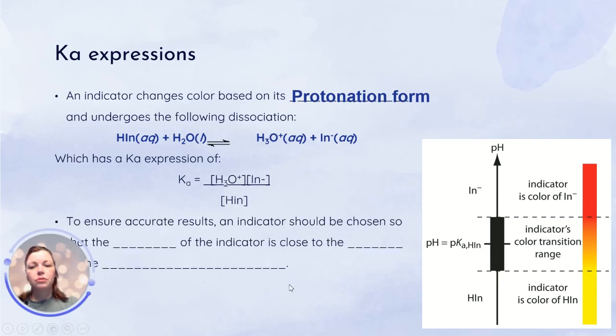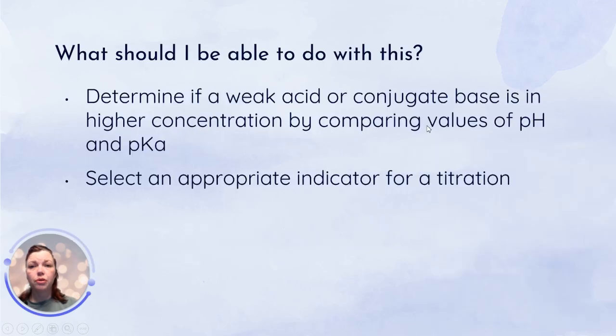To ensure accurate results, an indicator should be chosen so that the pKa of the indicator is close to the pH of the equivalence point. Then we would see that the color change would happen on either side of the equivalence point, and that's what we want. The protonated versus deprotonated form is what allows us to tell if we have reached the equivalence point or not.